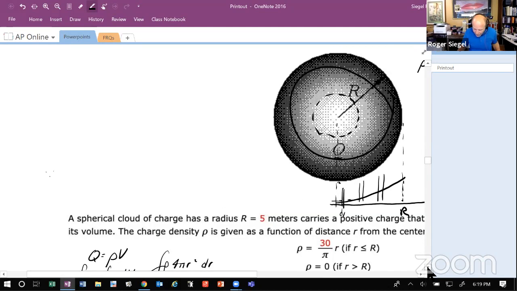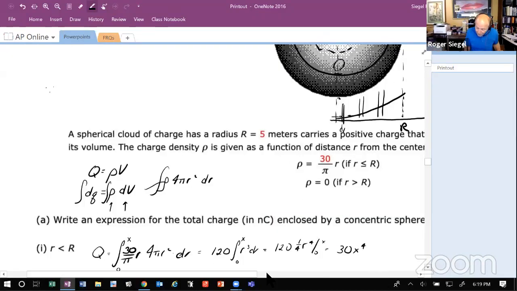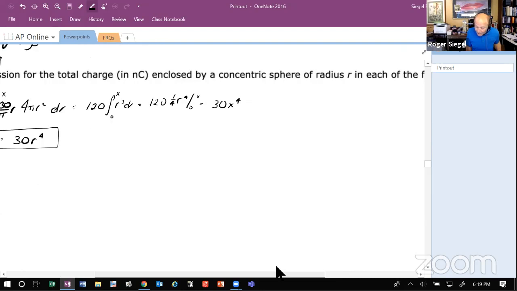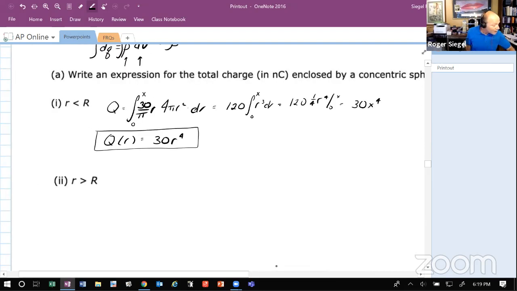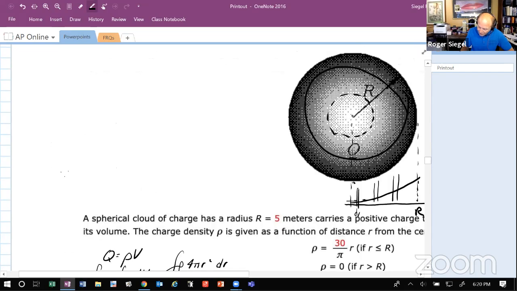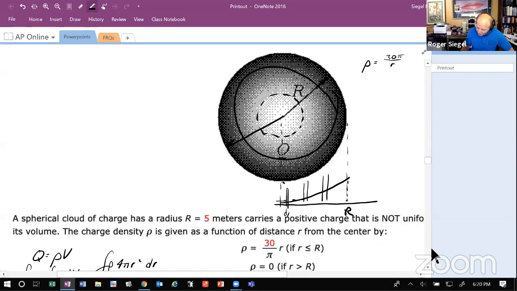All right, so now let's see what happens if we go over here and we have r greater than the radius of the sphere. Well, once I get past the outside of this sphere, what happens? Well, my density is 0. It's right here. My density is 0.